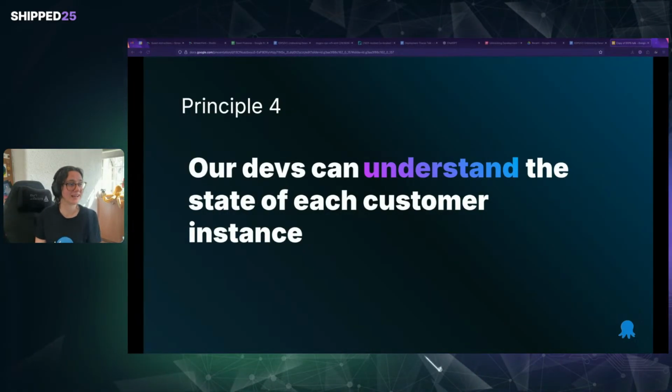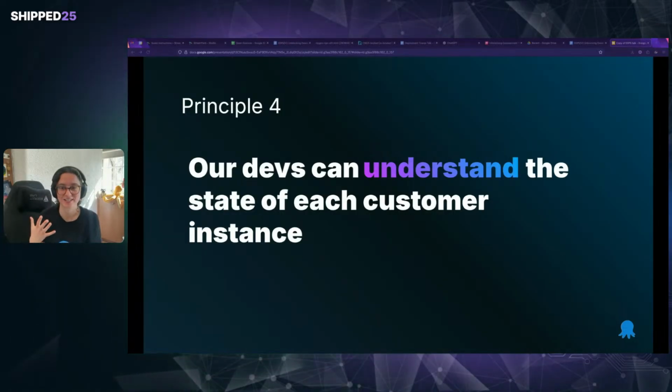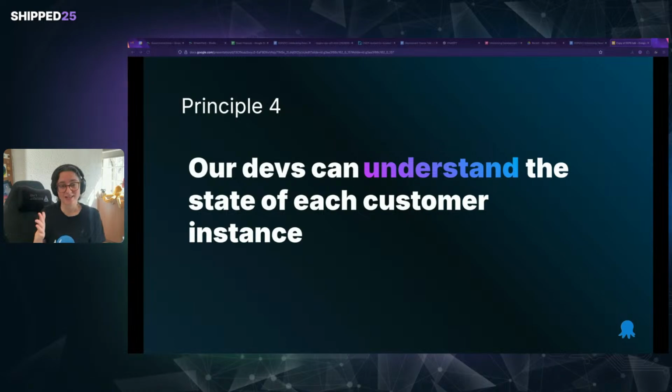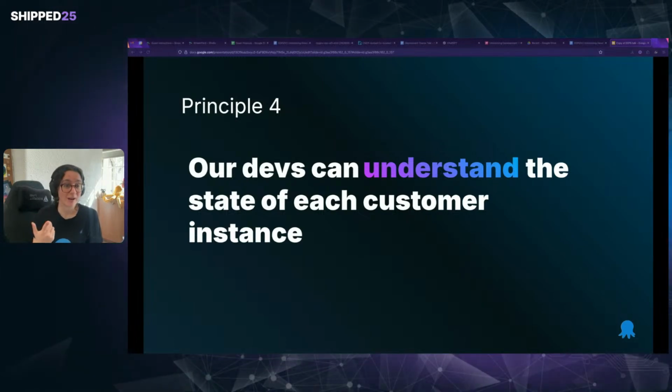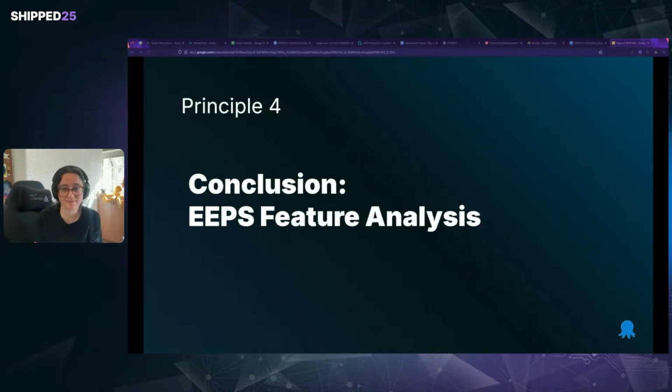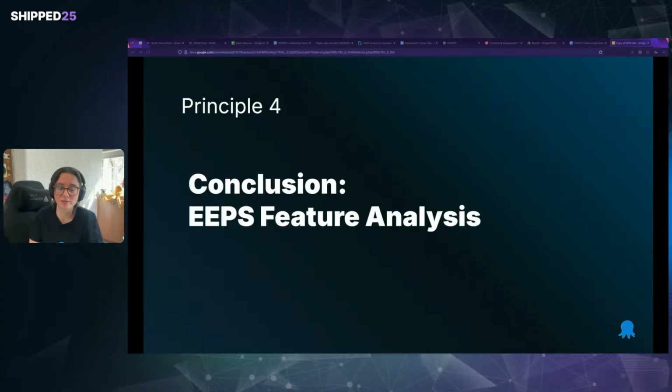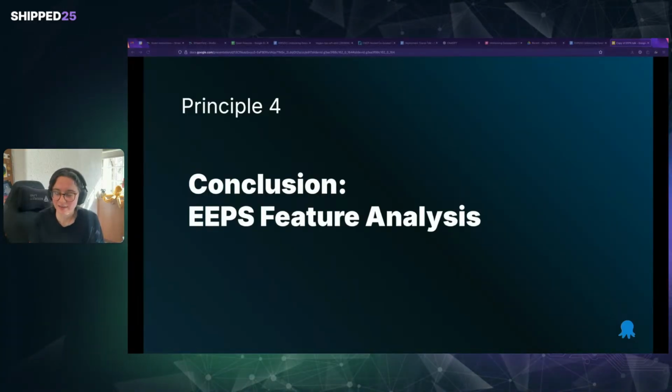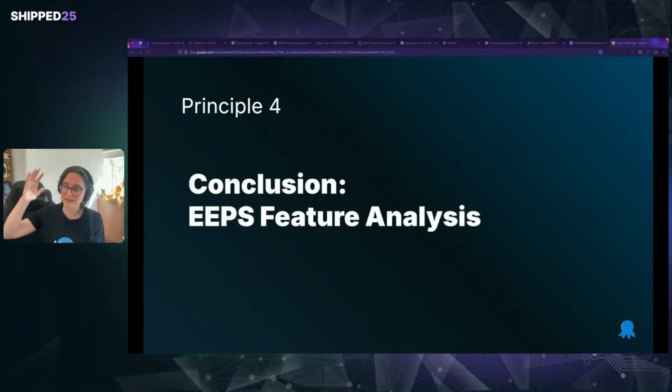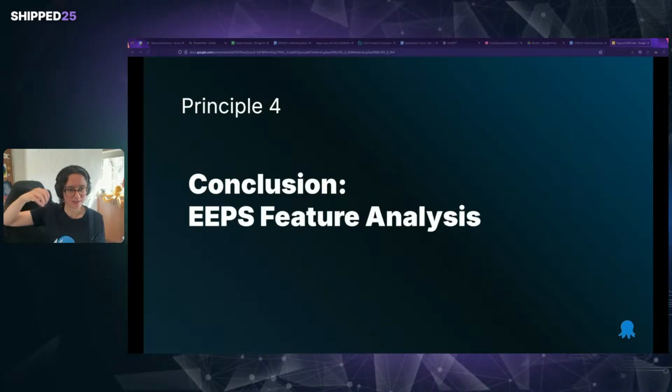The final principle: our developers can understand the state of each customer instance. Stuff is going to go wrong. We need to be able to understand what state they were in and why things went wrong, basically. And so again, this is where the feature analysis kind of thing came in. And a little bit that sort of top level feature flag that I talked about, the one that controlled the select behavior.